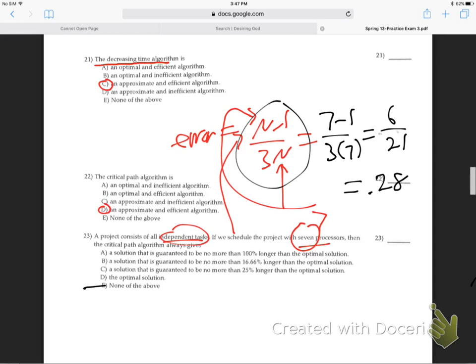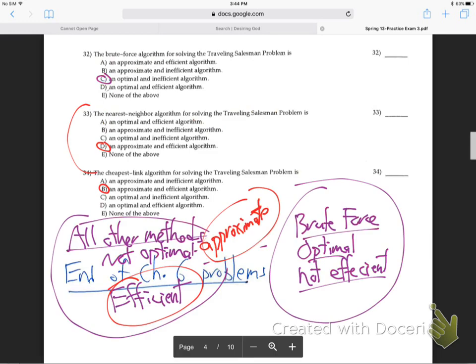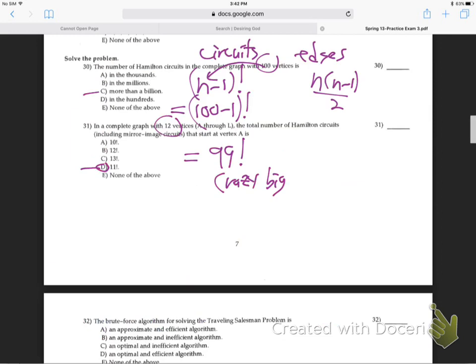So those are the kind of weird little questions, right? Good on those? So you have all those formulas down, right? You got the N minus 1 over 3N. You got the stuff about the algorithms, all the others. And then you've also got these two formulas: N minus 1 factorial for circuits, N times N minus 1 over 2 for edges. They didn't ask an edge question, but they could on the real test tomorrow. I don't even remember, but it could be. So make sure you have those two formulas.